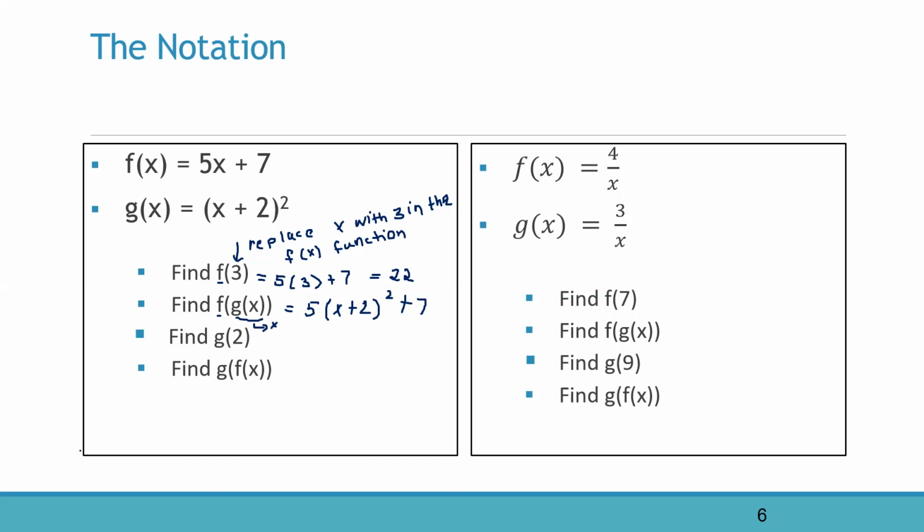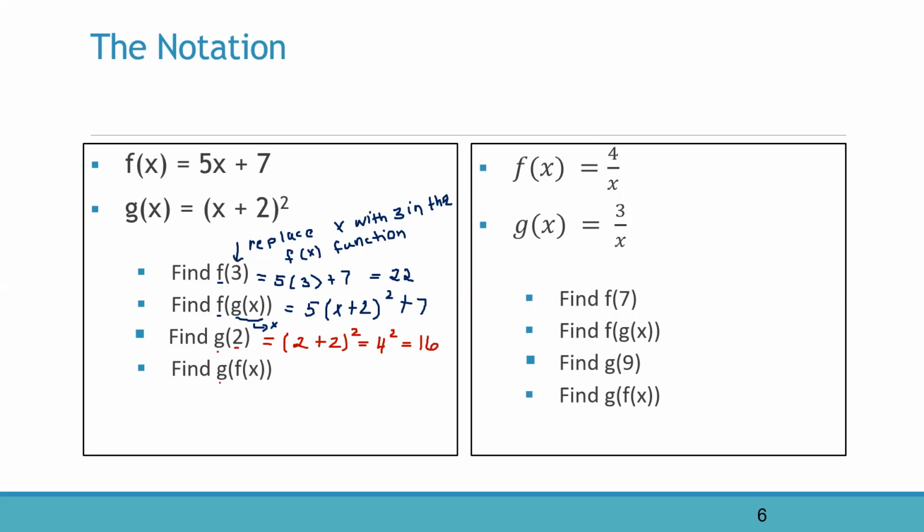So we're going to try it with the opposite way. I am going to change pen colors here so that we can see how it turns out different. And the ordering of this is so important. So here we're asked to find g of 2. That means we're going to put 2 into the g function. So I look at my g function. It starts with a parenthesis. I replace the x with a 2. So 2 plus 2, quantity squared. I can do that math in my head, and that's going to be 4 squared, which would be 16.